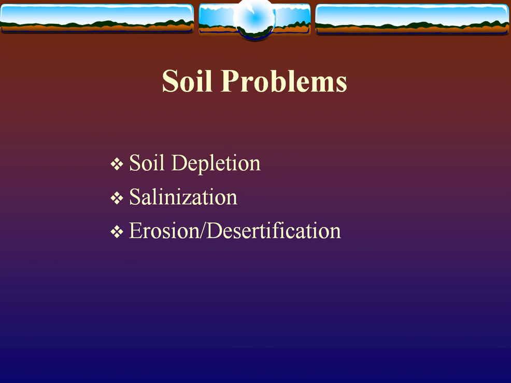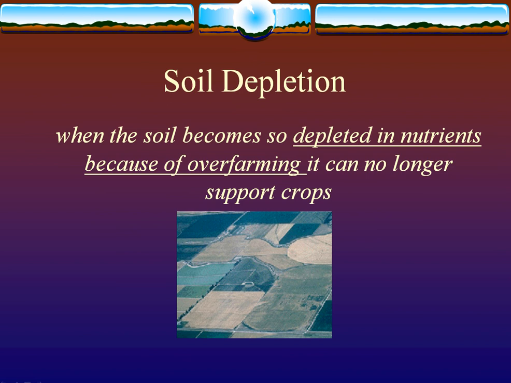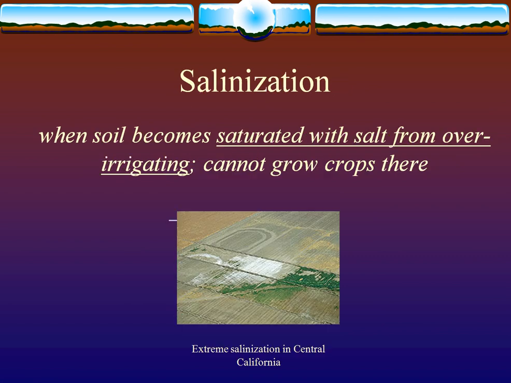We have several problems with soil, lack of soil. First is soil depletion. When the soil becomes so depleted in nutrients because of over-farming, it can no longer support crops. This is from the Grain Basket of America. You can see some brown areas that are not producing the nice green crops that are around them. That's because all the nutrients have been sucked out of the soil here. These areas now have to add special fertilizers because they've been over-farmed. The nutrients have been depleted.